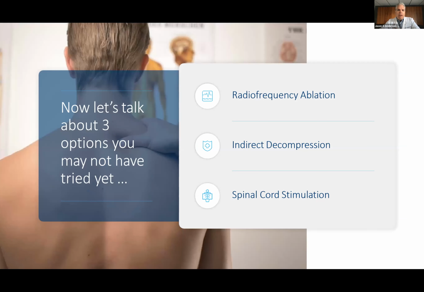So next, we're going to talk about 3 different treatment options you may not have yet tried. The first one is radiofrequency ablation, which has been around for quite some time, but is being used frequently for chronic pain related to joint pain, frequently in the spine. Indirect decompression is another option we're going to talk about here shortly, and then spinal cord stimulation, which Dr. Hiros will speak about at the end.